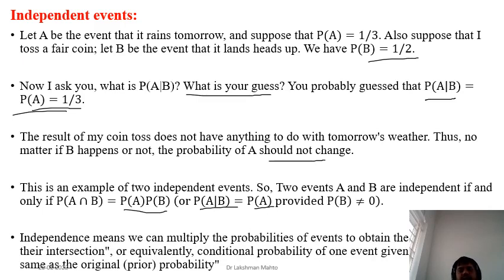What does independence mean? It means that we can multiply the probabilities of events to obtain the probability of joint occurrence. Or equivalently, the conditional probability of one event given another is equal to the original or prior probability.